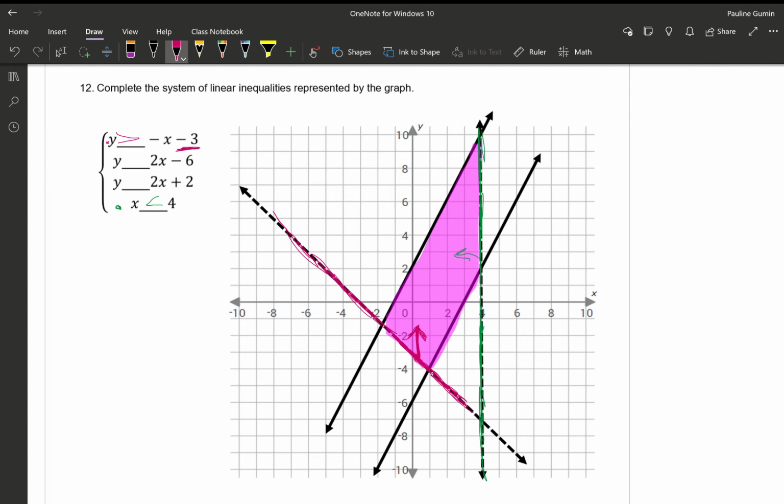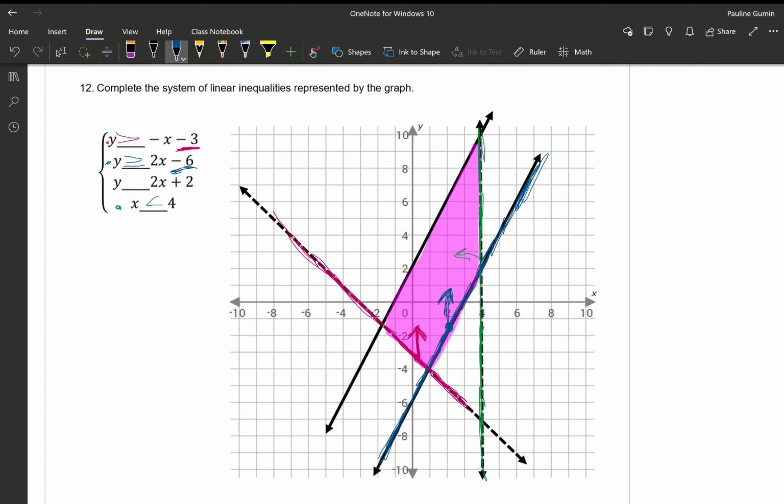Okay, next. This one has a -6, so which one crosses -6? Looks like this one does. Beautiful. Okay. This one, let's see which way it shades. If I put my pen on it, I have to pull upwards. So this is greater than. Since it's a solid line, it's greater than or equal to.